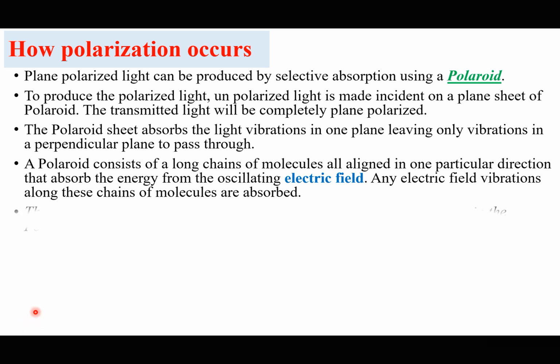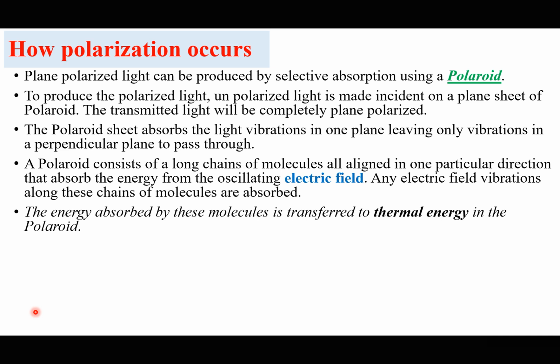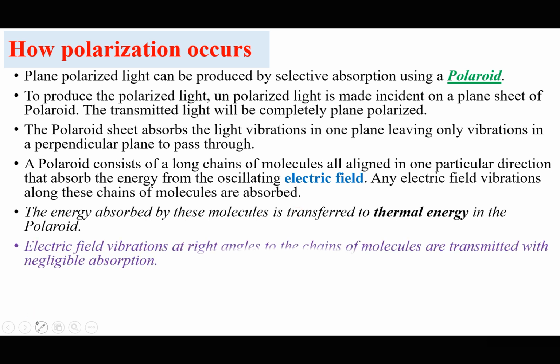So the energy which is absorbed, the energy of the electric field which is absorbed by these molecules, is transferred to thermal energy in the polaroid. So it becomes thermal energy. The energy absorbed by the chains of molecules in the polaroid becomes thermal energy in the material, rather than being transmitted through the material as the electric field vector. So the electric field vibrations at right angles to the chains of molecules are transmitted with negligible absorption, and those which are aligned or parallel to the chains of molecules are simply absorbed.